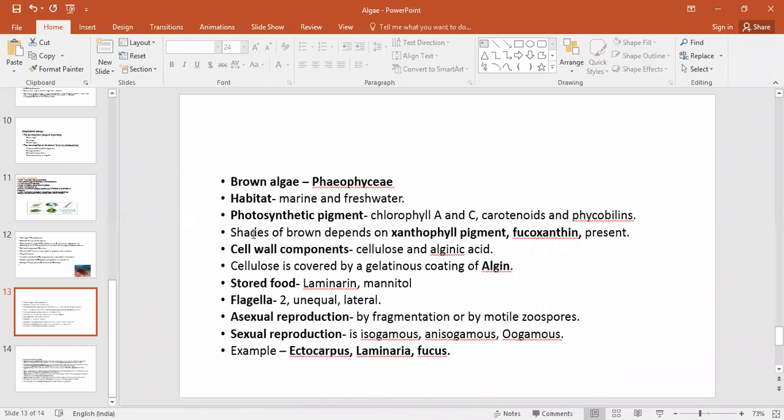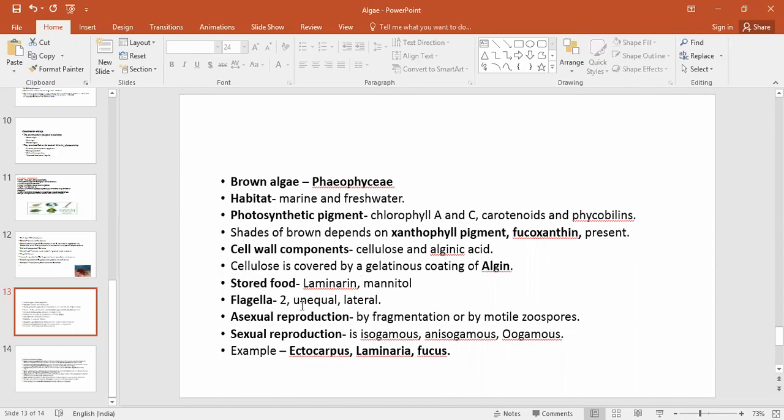Next is the shade of brown. Why? Because they possess xanthophyll pigment and fucoxanthin. Red algae are red because of phycoerythrin; brown algae are brown because of xanthophyll and fucoxanthin. The cell wall component is cellulose and alginic acid. The cellulose is covered by a gelatinous coating, the algin. Next is the storage of food: here it is in the form of laminarin and mannitol. In Rhodophyceae it is Floridean starch, and in Chlorophyceae only starch.